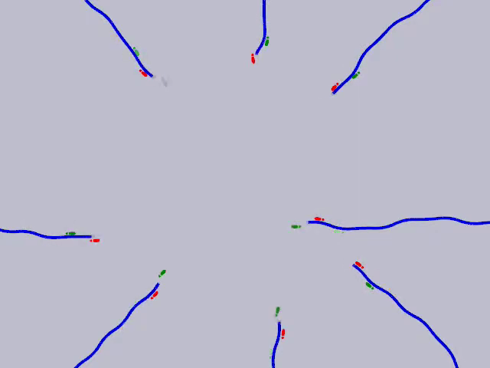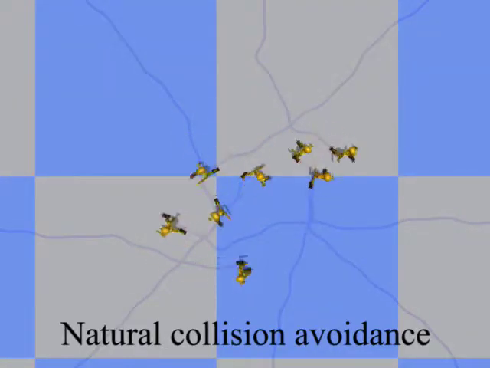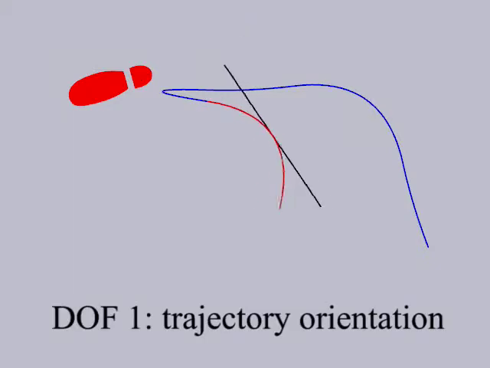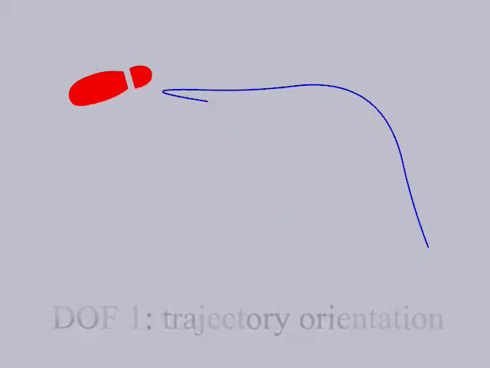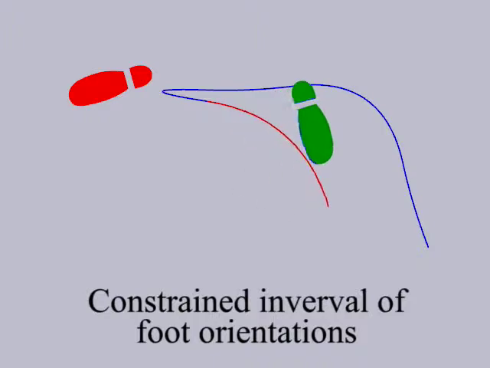By planning short sequences of steps that minimize energy cost, our characters exhibit natural human-like collision avoidance. To generate footsteps, we first choose a trajectory represented by a 2D approximation of a 3D inverted spherical pendulum model. Given the previous step and a chosen trajectory, we can compute an interval of biomechanically valid foot orientations for the next step, which is resolved as a simple post-process.